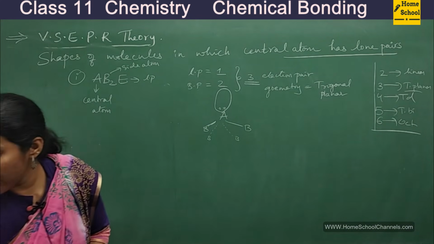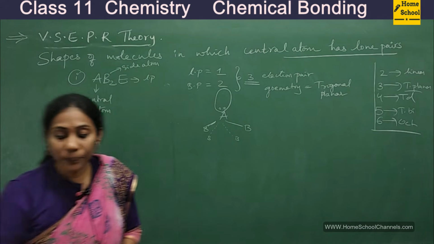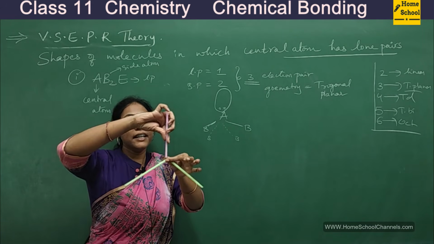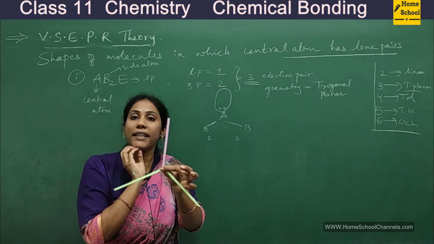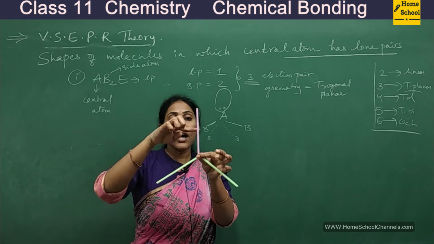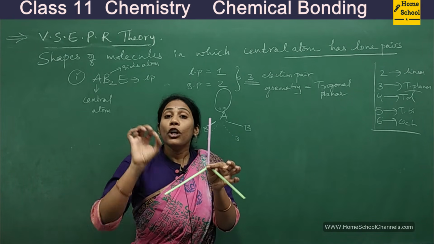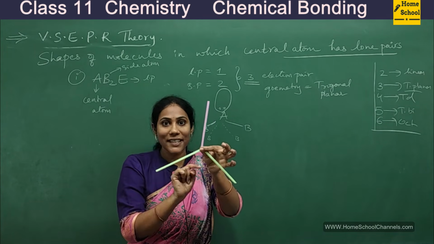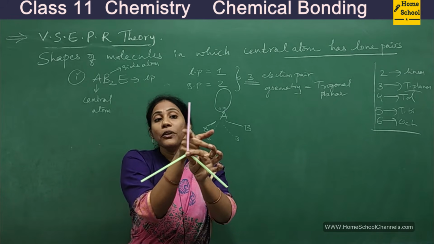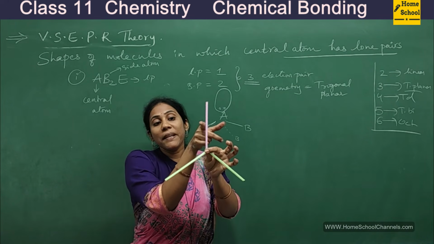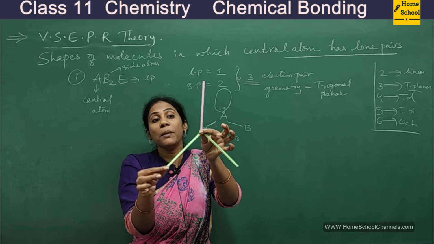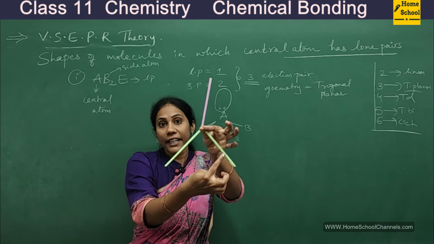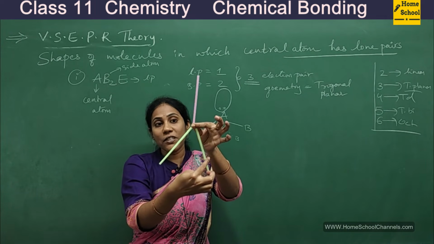I can show this with the help of straws also. Observe. So this is one bond pair, the other bond pair, and here you have the lone pair. The pink color straw is the lone pair. So there is lots of fighting between this and this. We know lone pair-bond pair repulsions are greater than bond pair-bond pair repulsion, isn't it? So as a result of fighting between this pink straw and this green straw, it will move something like this. And there is a fighting between this pink and this green too. So this green also will move something like this.